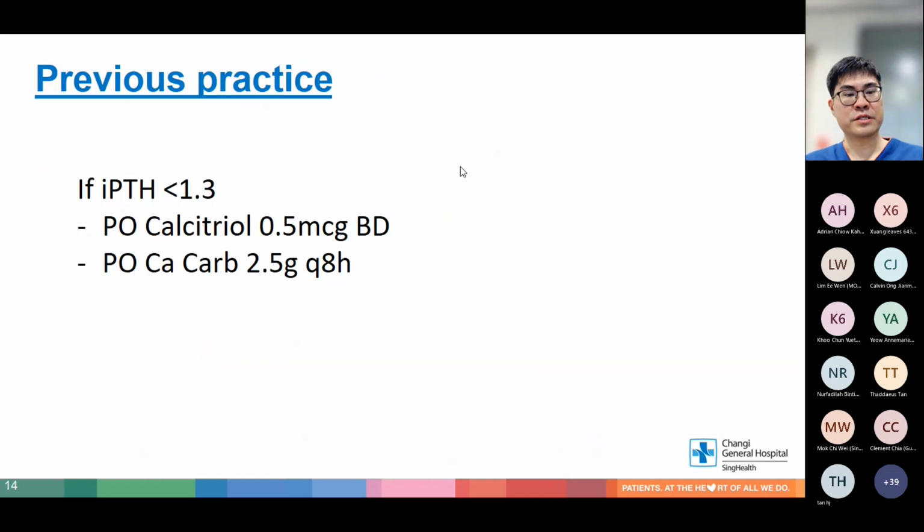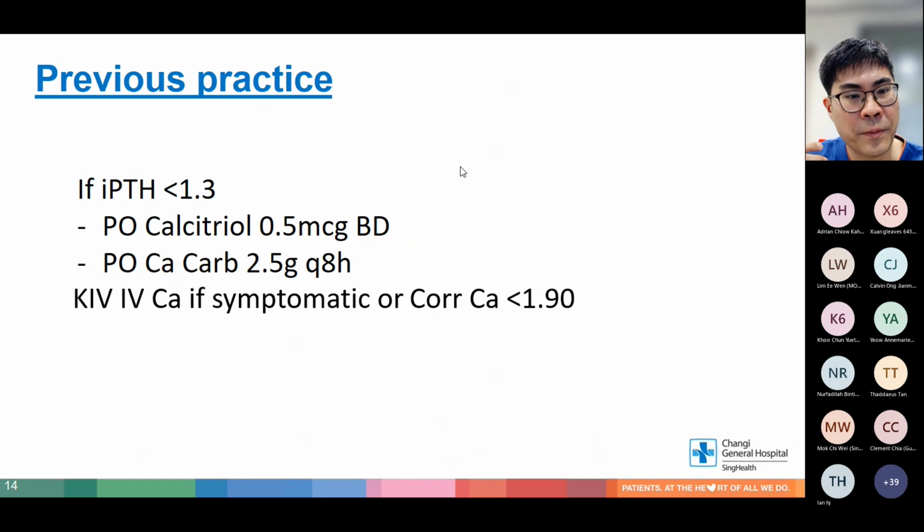So what are the post-op instructions? This was what we used to do last time, what we used as standard to order for all our post-thyroidectomy patients. Once the blood tests are done, if the patient is hypoparathyroid, then we advise them to replace the calcitriol and the calcium carbonate. Simple enough. But then we started to have on and off issues.